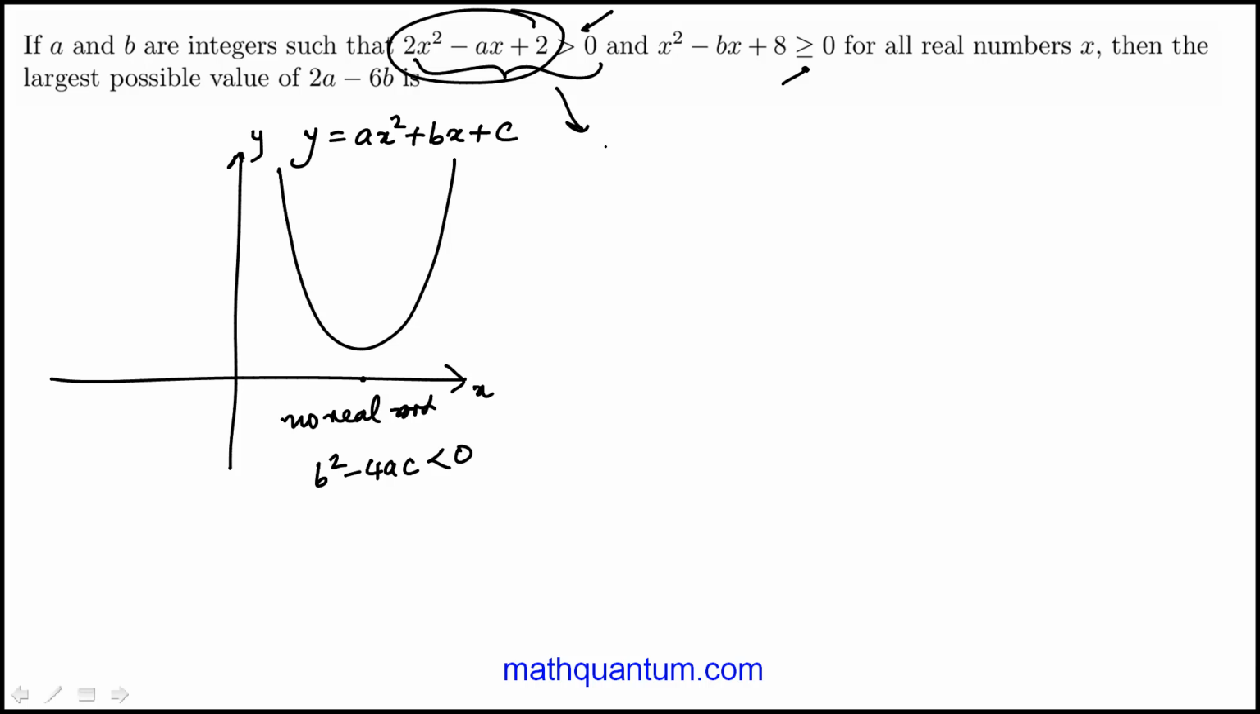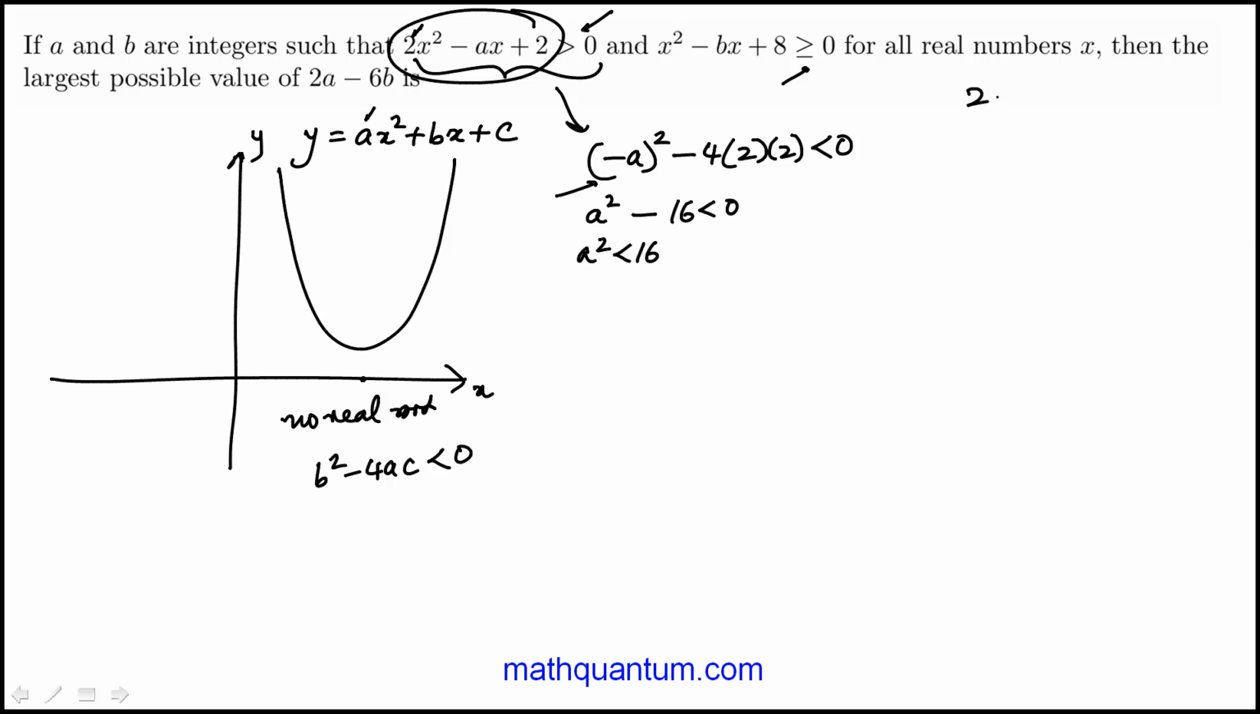That means that here b, which is minus a, so not to confuse with that a, minus 4 times a is 2 and c is 2, needs to be less than 0 for this to be always positive. So that's what will tell us what the constraint on a is. So that's 16. So a squared needs to be less than 16.